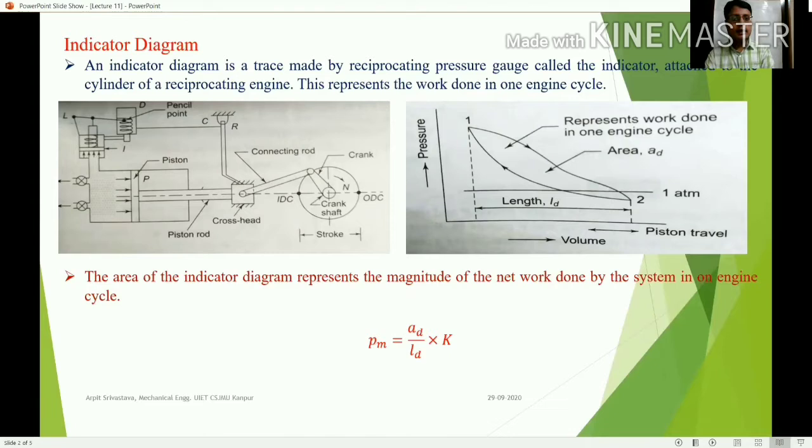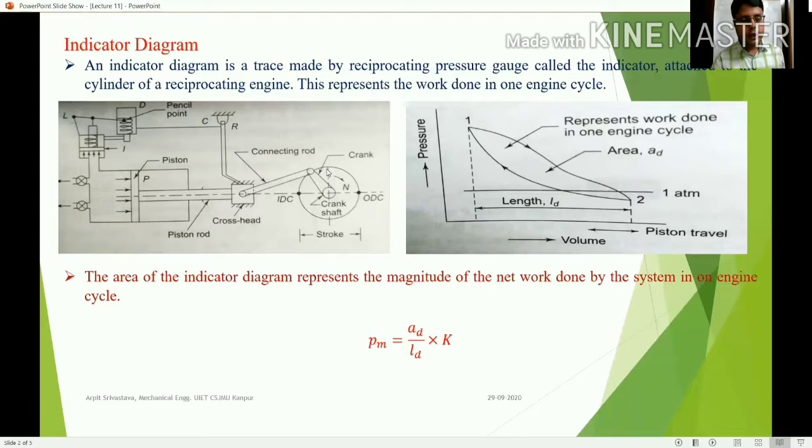An indicating diagram is a trace made by a reciprocating pressure gauge called the indicator, and it is attached to the cylinder of a reciprocating engine. This represents the work done in one engine cycle. So we can see here a piston cylinder assembly in which this piston is connected with this wheel through this connecting rod.